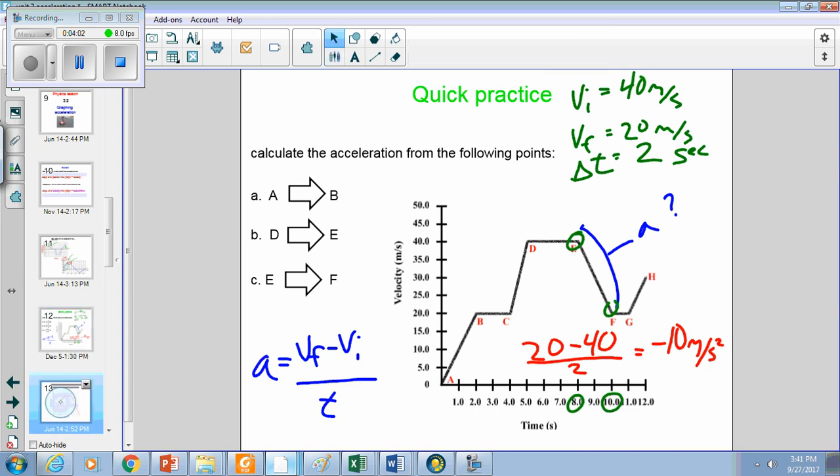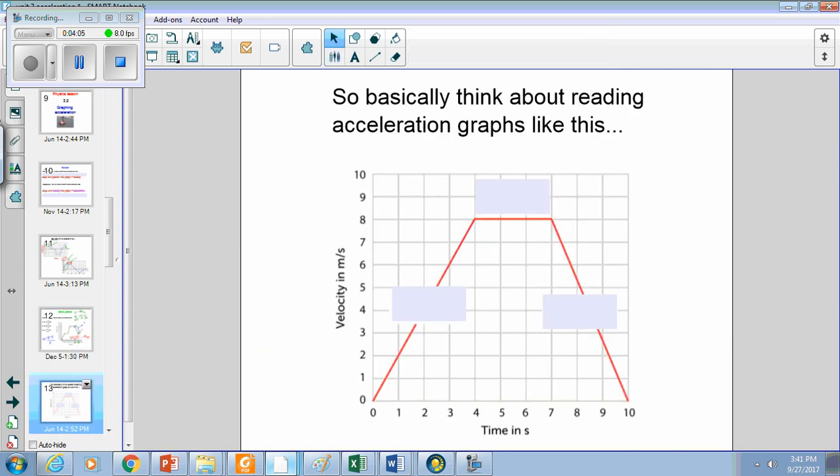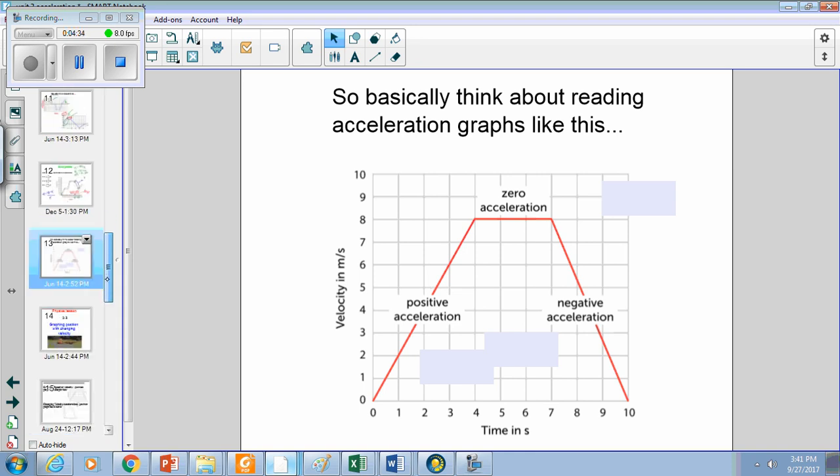All right, so let's take a look at this. This is another velocity-time graph. What I was hoping for you to do if you were in class was to identify positive acceleration, negative acceleration, or no acceleration. Now remember, if you have 0 acceleration, that means your velocity isn't changing. So if you're going 8 meters per second, you continue to go 8 meters per second. You have not stopped. You are continuing at the same rate.